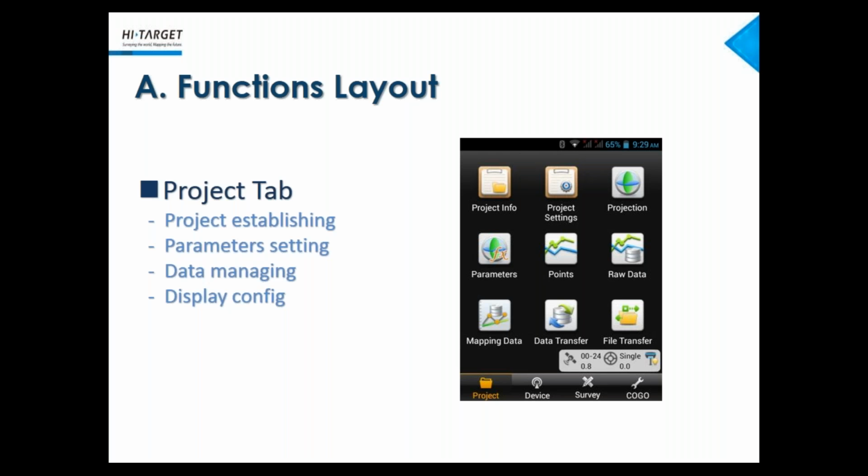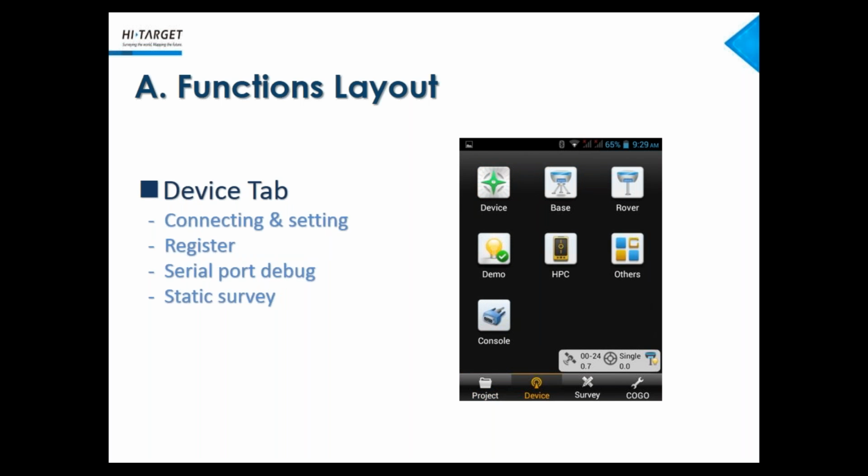For this software, I think you have already been familiar with it. When you enter the software, we have 4 tabs here. The first is the project tab. In this project tab, you can manage the projects, like creating the project, loading the project, or set the parameters for the projection. And also you can deal with the points, raw data, and you can transfer the data. And also you can back up your data in this project tab.